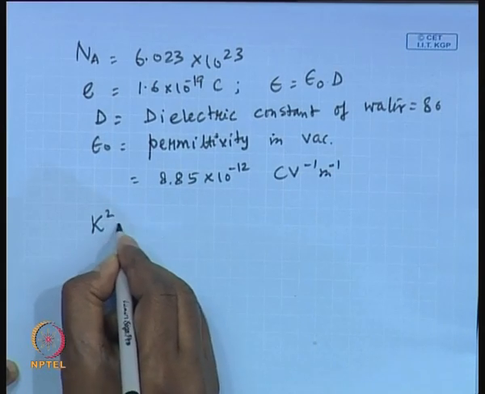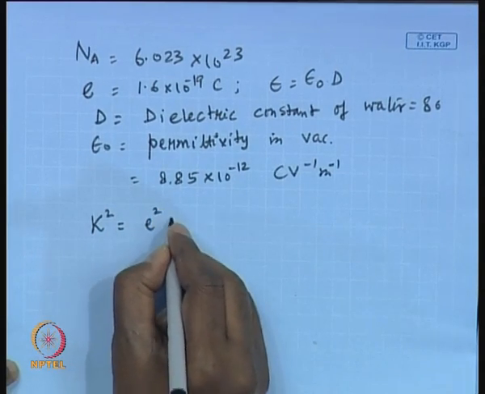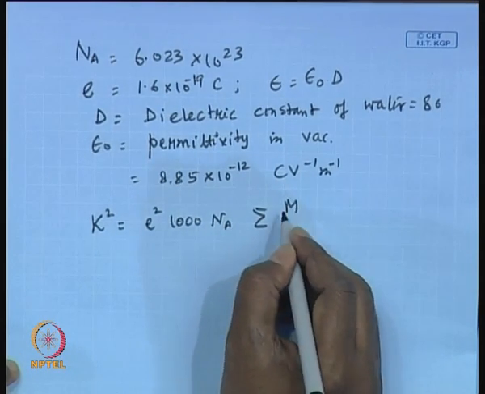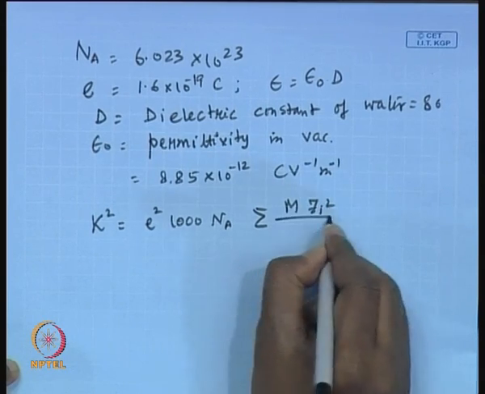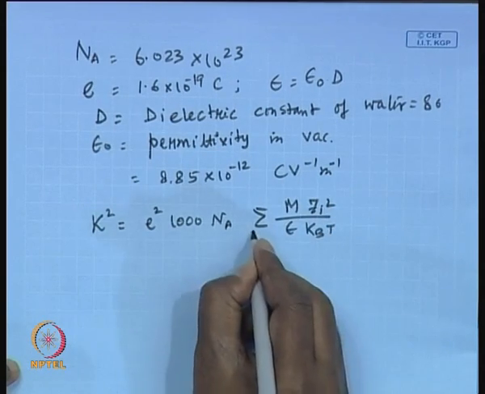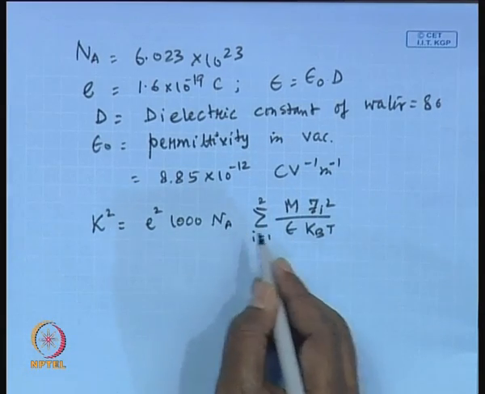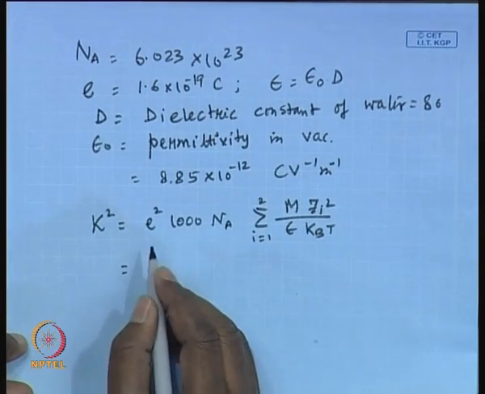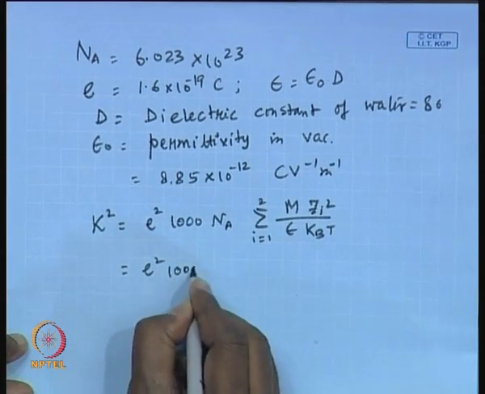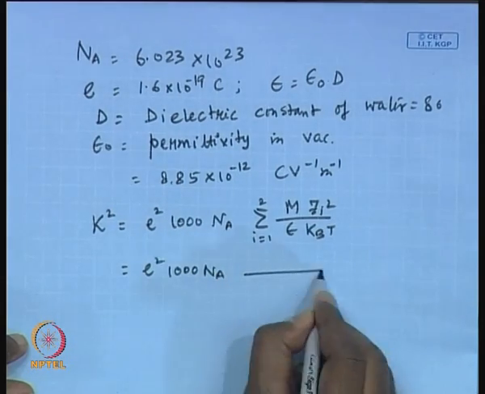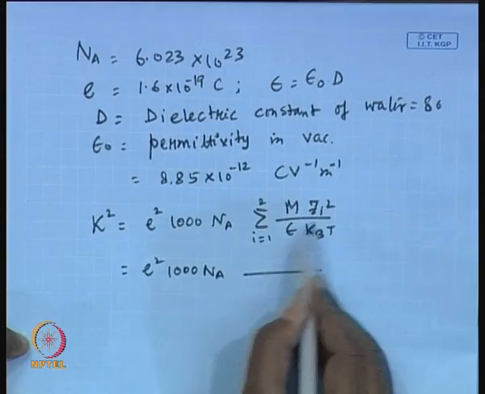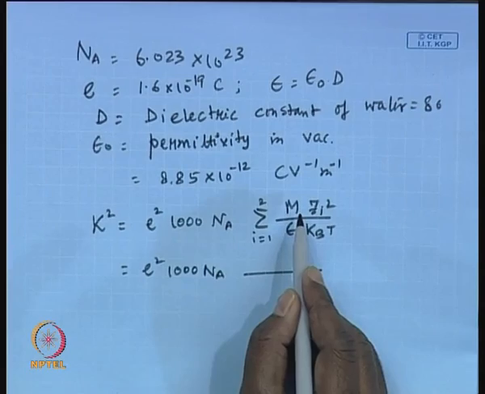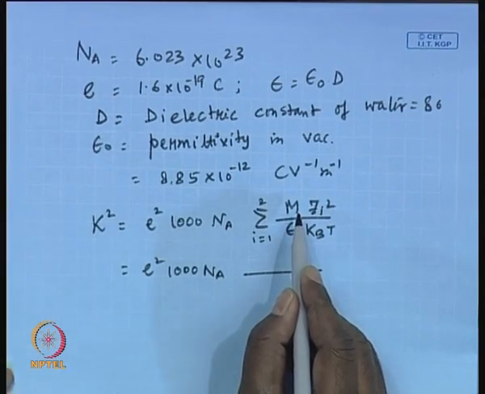And now you put everything in the definition of kappa square. This becomes E square 1000 Avogadro number summation of molar concentration Z i square over epsilon kB T, and this i is over 1 to 2, that is the ionic species present in the solution. So, E square 1000 Na, and now this i is over Zi basically, okay, and molar concentration of both the species will be equal at the bulk, otherwise the electroneutrality will not be maintained because it is a 1:1 electrolyte.